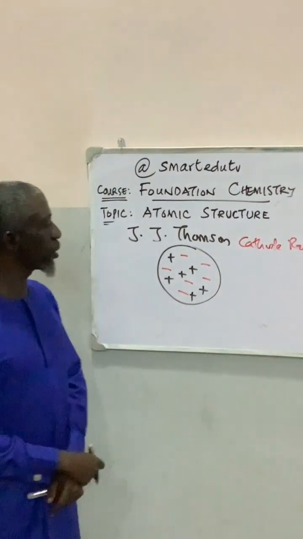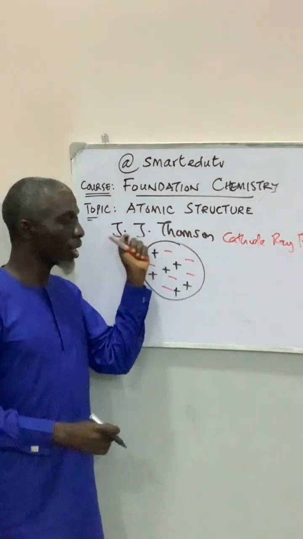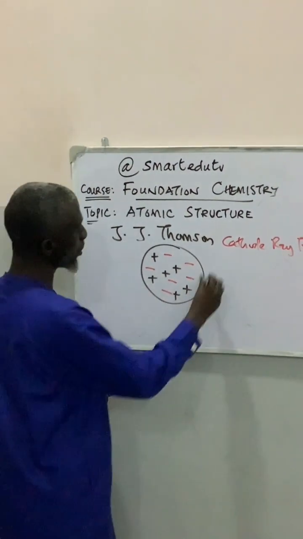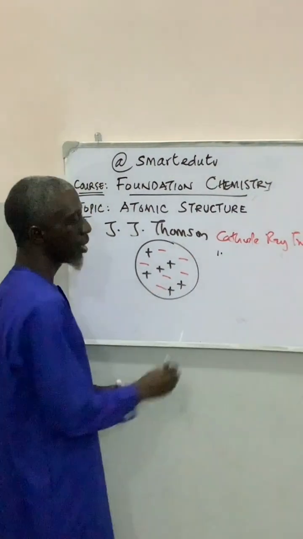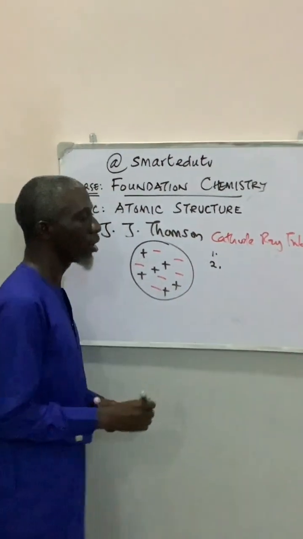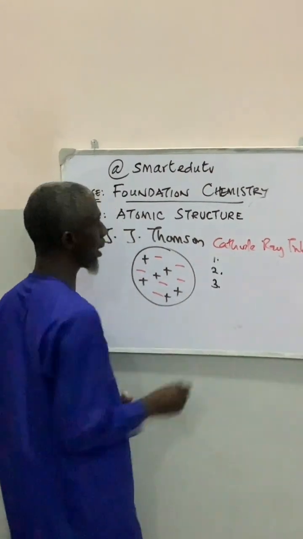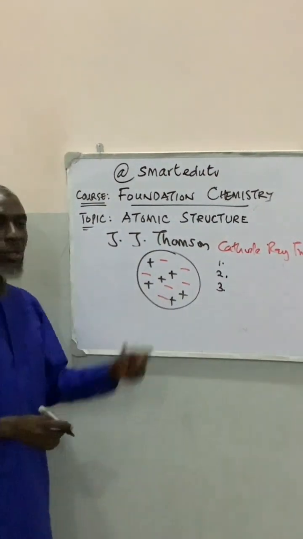Then before we leave the J.J. Thomson model, let's look at the limitation. We are not looking at the limitation in the first one, which is the discovery of electron. We are not looking at the limitation in the second one, which is the determination of charge to mass ratio. Rather, we are looking at the limitation on the Plum-Pudding model.